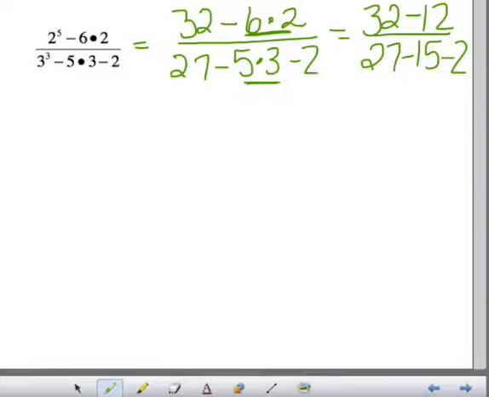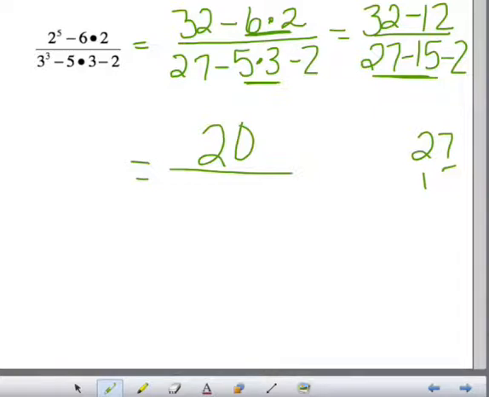All right, continuing on, I'm just going to come down here. Continuing on with my top, that's pretty easy at this point. It's just subtraction, and 32 minus 12 is 20. And now continuing on the bottom, 27 minus 15. If you can't do those in your head, it's fine to come over here and write those down. So I have 12 minus 2.